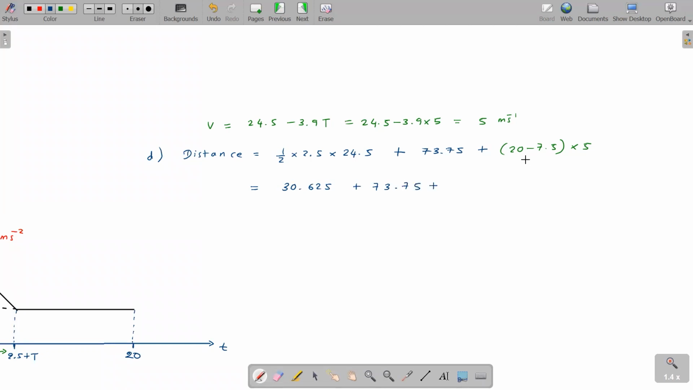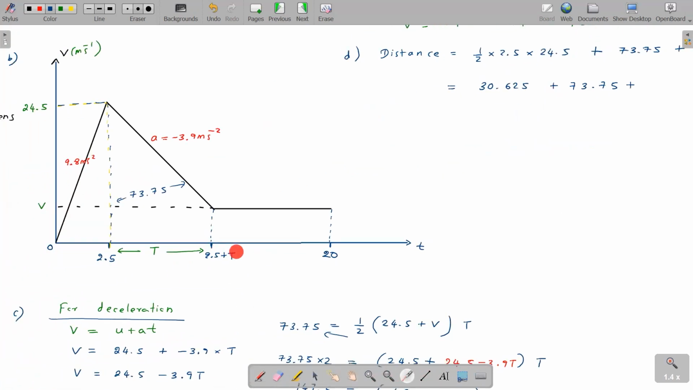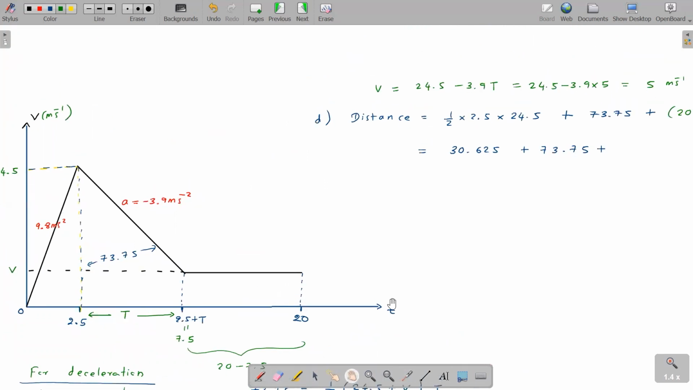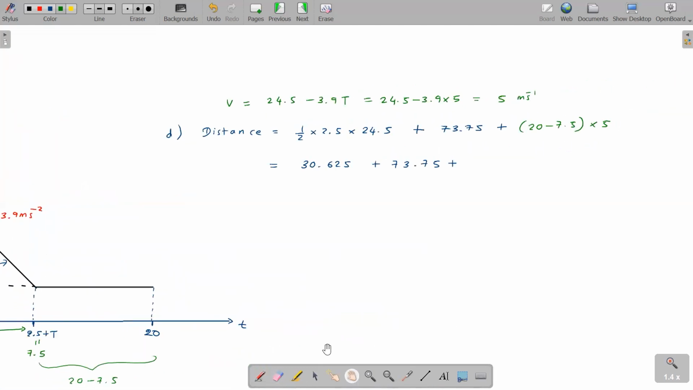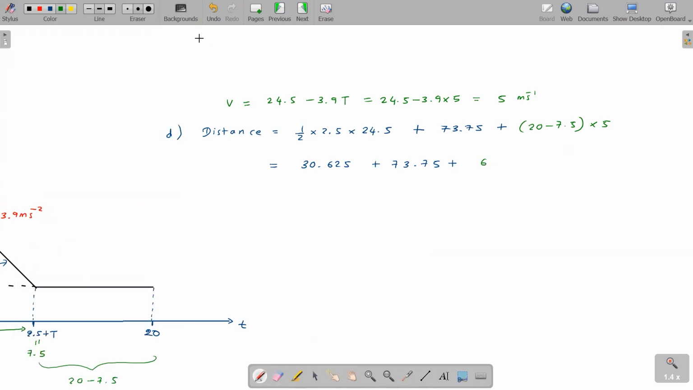And then 73.75, and again 20 minus 7.5 is the length of the rectangle. This is 20, and this is 2.5 plus T, which is 7.5 seconds. So this width is 20 minus 7.5. And the height is, we found V as 5, okay? So 20 minus 7.5 into 5 is how much? 20 minus 7.5 into 5, which is 125 over 2 or 62.5.